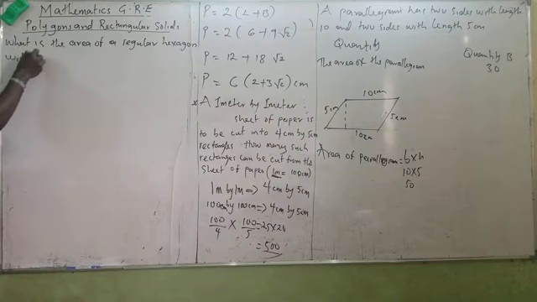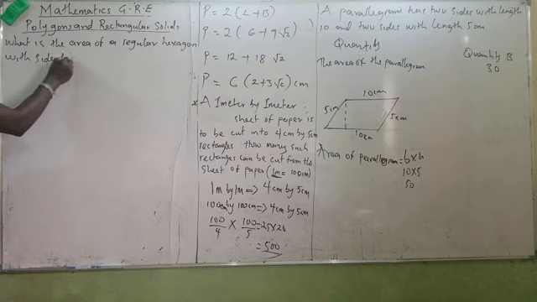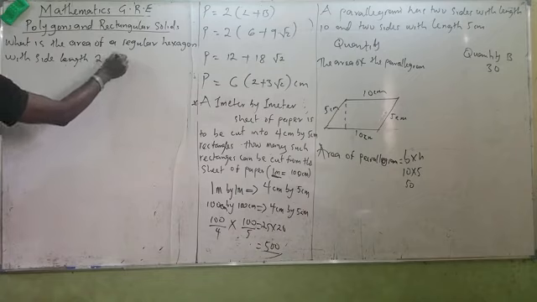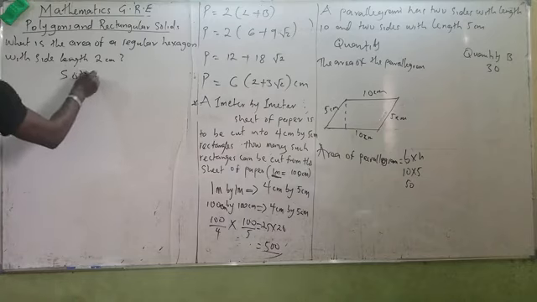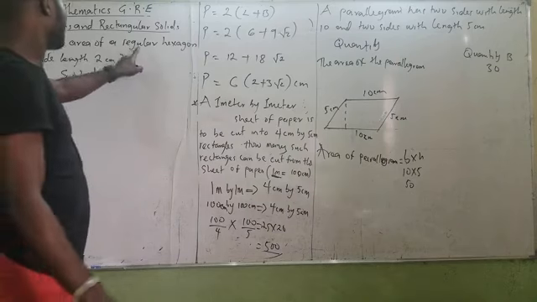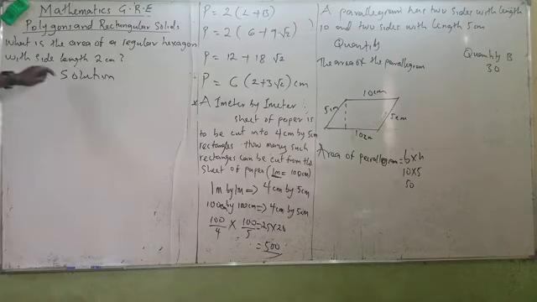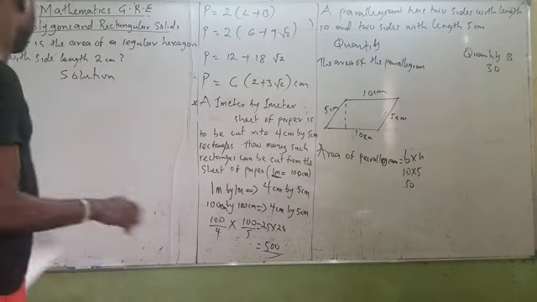with side length 2 centimeters. Now, this is a very nice question that somebody can ask you anywhere. Solution to this question: you are looking for the area of a regular hexagon with a side length 2 centimeters. What is a hexagon? A hexagon has 6 edges.